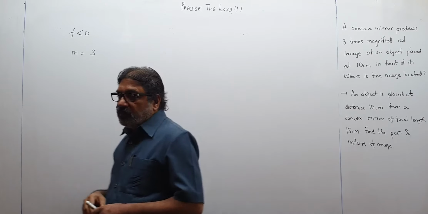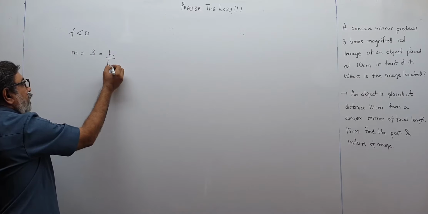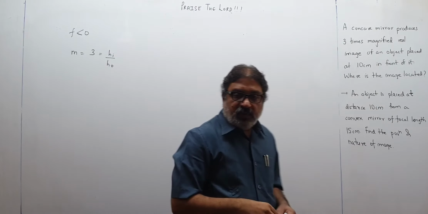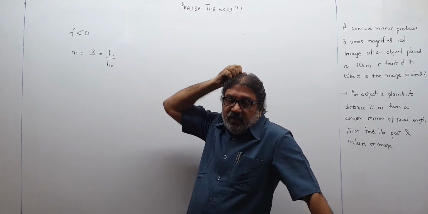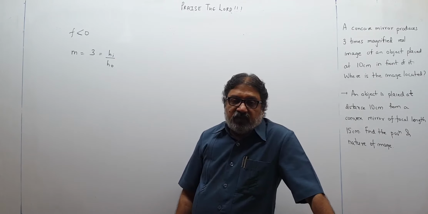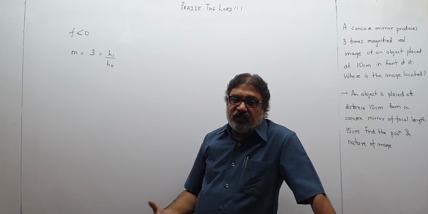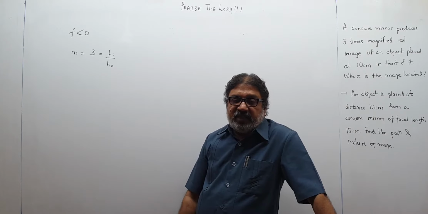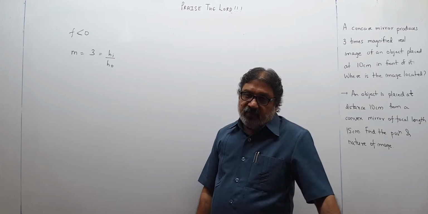M is 3 and this is also hi upon ho. Ho is always positive, that you know. So positive upon positive will be positive, because if hi is negative, then negative upon positive cannot be positive. That means hi is positive. Hi is positive means image is erect. When hi, the height of image, is positive, image is erect. If hi is negative, the height of image is negative, it is inverted, that we know. So hi is positive over here.